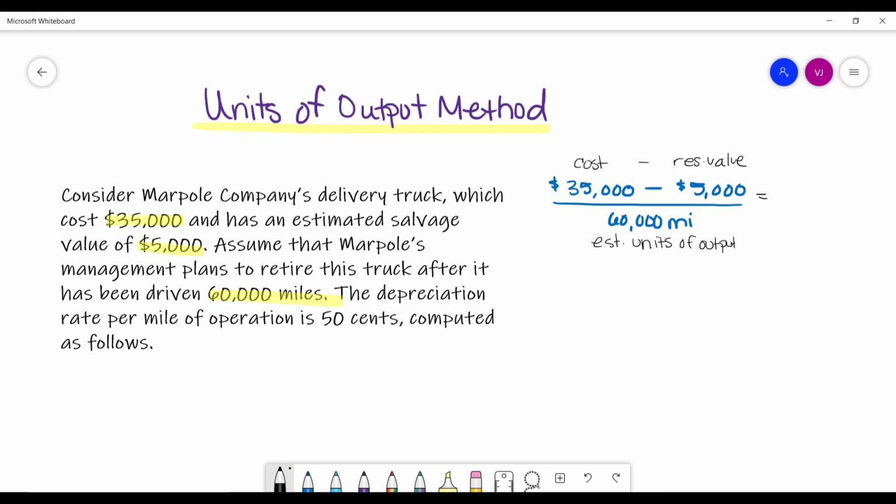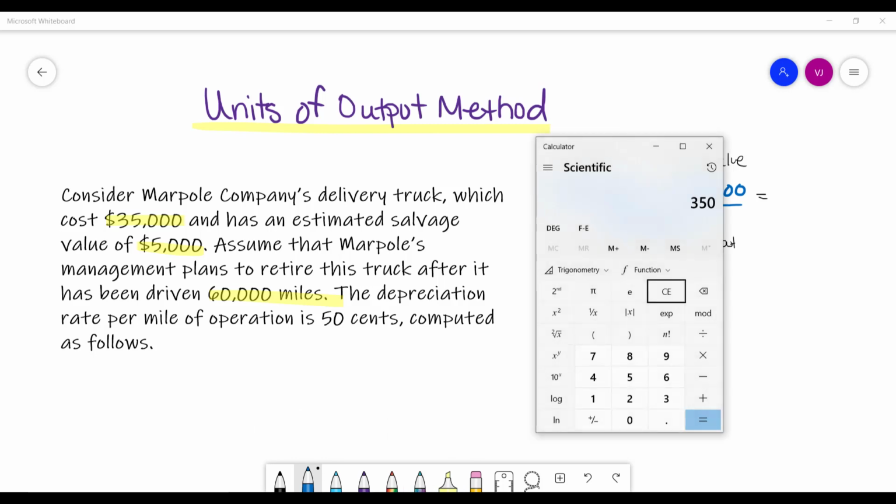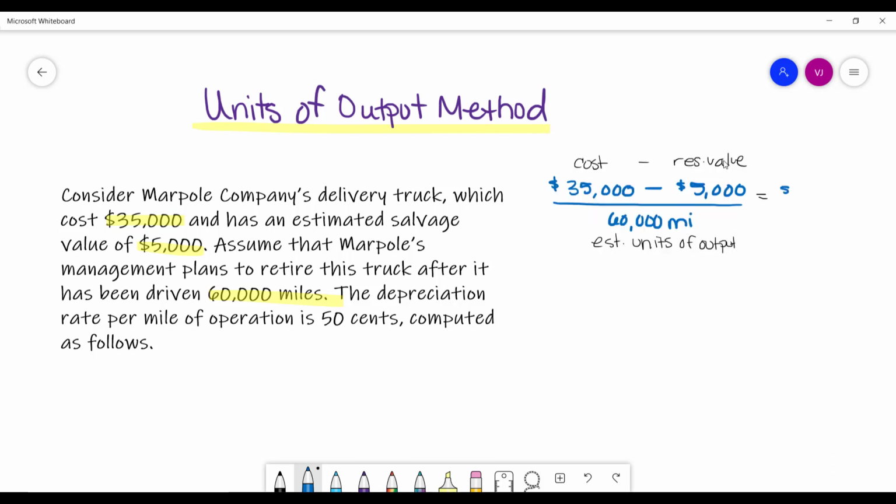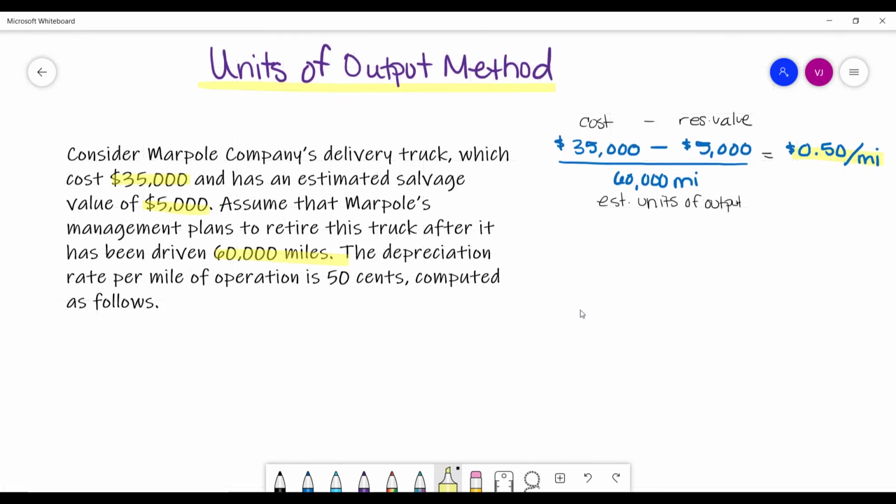At the top, we're left with 30,000, and we're going to divide that by 60,000. So we plug that into our calculators: 35,000 minus 5,000 divided by 60,000. That gives us 50 cents. So the depreciation here is 50 cents per mile. So that's what you find first. This is how we find the depreciation rate under the units of output method.